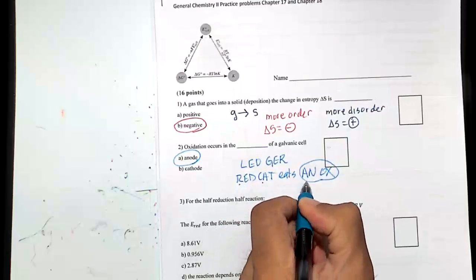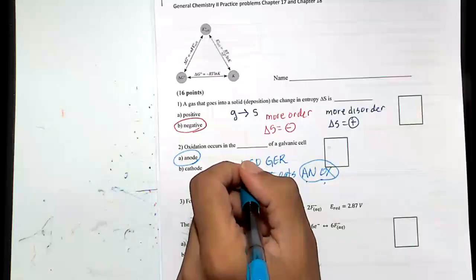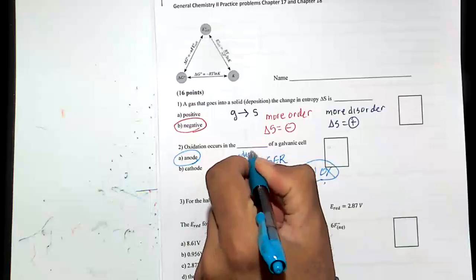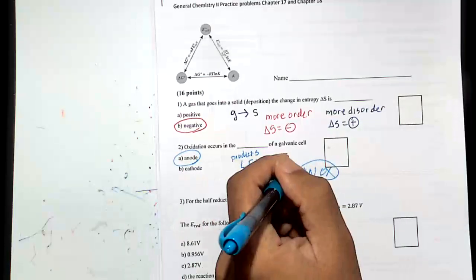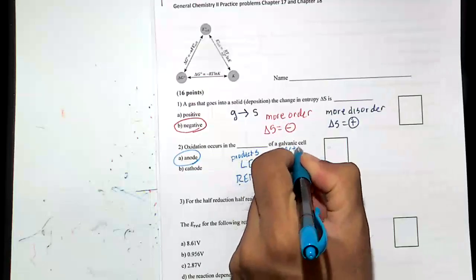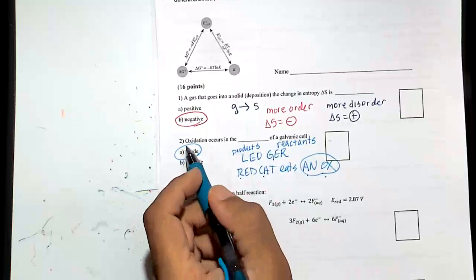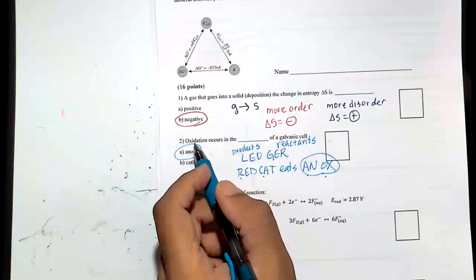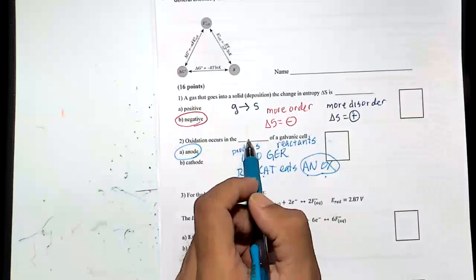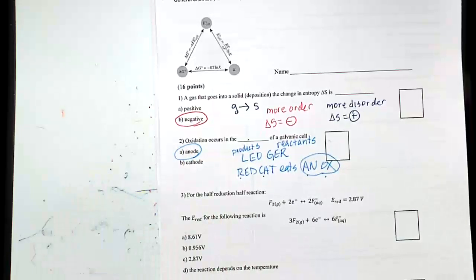Reduction at cathode, anode oxidation. Leo: lose electrons, oxidation, which means electrons go into products. Gur means gain electrons. So if you gain electrons, it's part of the reactants. What about reduction? This would be the opposite, right? So on the test, if there's reduction occurs where? Cathode, right? Reduction occurs in the cathode.